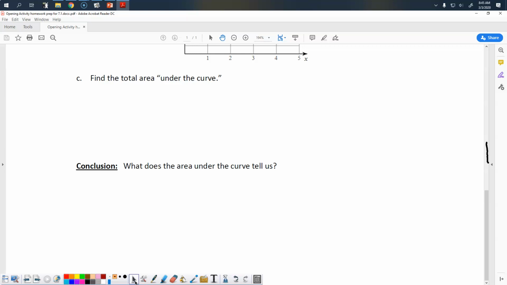Particularly about the vehicle that we're talking about? Well, the miles traveled. Thank you. Yeah. So it tells us the distance that the vehicle actually went. Okay. Now, I want you guys to understand that.